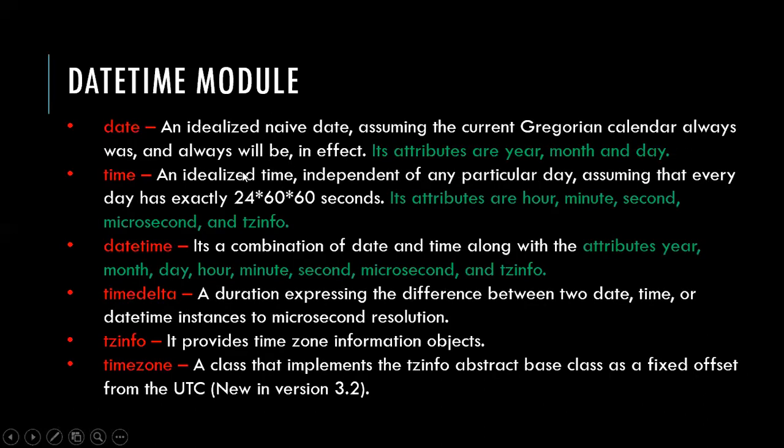Now here in the datetime module we will have six classes. One class name is called date, and another class name is called time. So what is the date class? It is an idealized naive date, assuming the current Gregorian calendar, right? The Gregorian calendar means the English calendar which we follow, that is our Gregorian calendar, right?